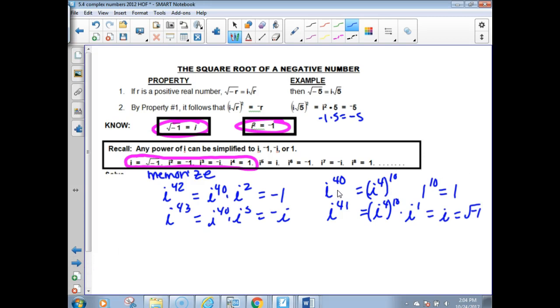Okay, see, 40 divided by 4 is 10 evenly, no remainder. So the answer is 1. It's just 1. i to the 4th, 1. If you get a remainder of 1, you get i. If you get a remainder of 2, you get negative 1. And if you get a remainder of 3, you get negative i. Okay, just those. So we're going to have to memorize those. We'll try it again in a little bit.